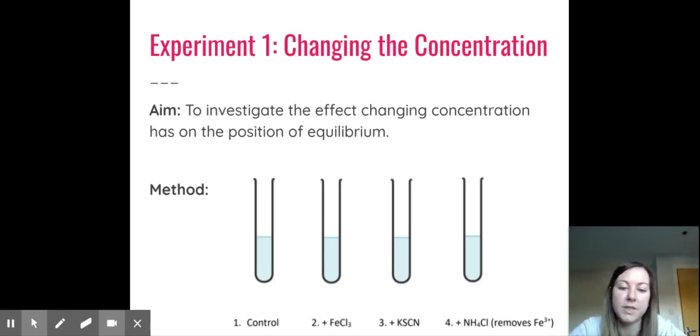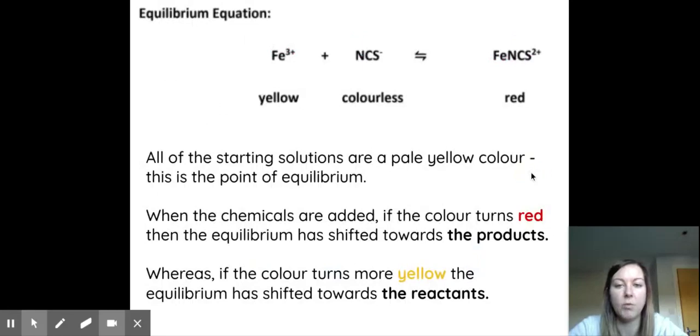Number 2, we're going to add some iron chloride. Number 3, we're going to add some potassium thiocyanate. And number 4, we're going to add some ammonium chloride. And that ammonium chloride is going to remove iron 3 plus ions from the mixture. So to understand how these factors are going to affect the equilibrium position, we need to look at the equation.